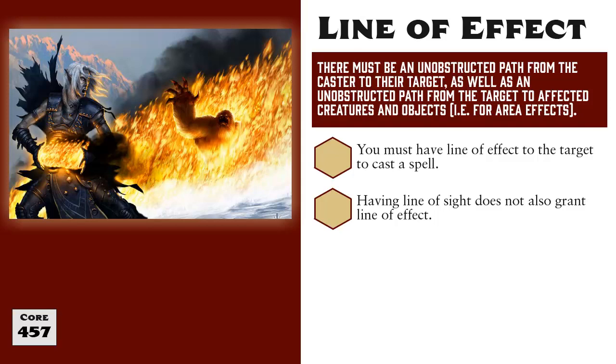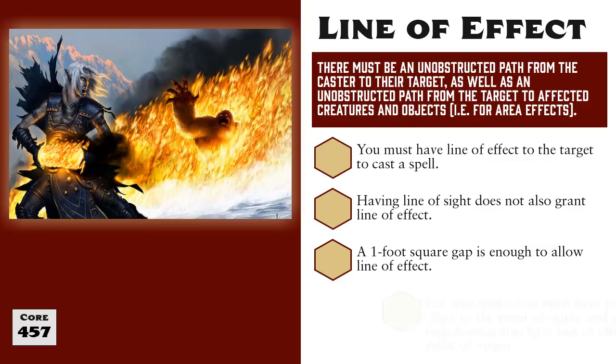If the target is only partially behind a solid object, like behind a gate or portcullis, then there is line of effect and you can target them, but they have cover. And the rule of thumb provided by the core rulebook is that a 1-foot square gap in a barrier is all that's needed to allow line of effect, but as always, the GM has the final say.